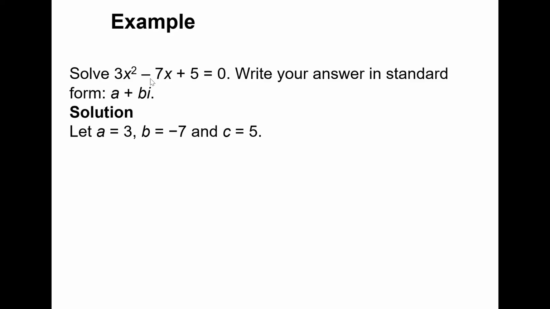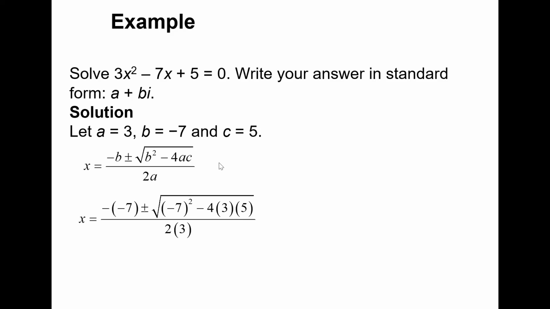All right, so here we're supposed to solve this. Write your answer in standard form, a plus bi. So a is 3, b is -7, and c is 5. Plugging into our quadratic formula gives us that. Again, remember, because b is negative, we want to put parentheses around it.